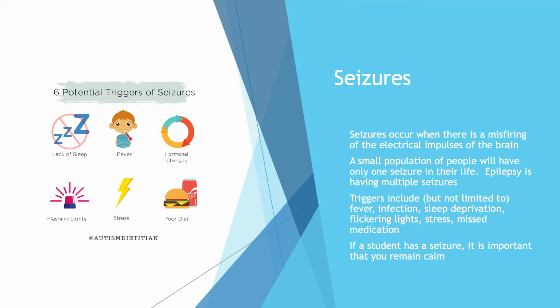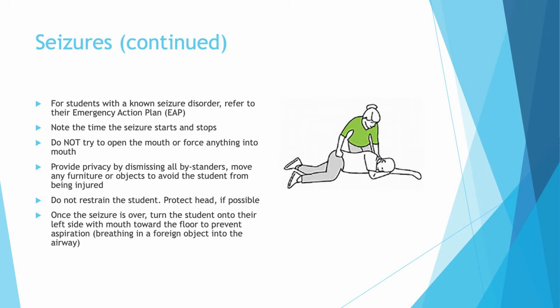Seizures occur when there is a misfiring of the electrical impulses of the brain. Some people will have a seizure once in their life, and others will have epilepsy, which causes multiple seizures. Seizures can be triggered for various reasons, including fever, illness, sleep deprivation, flickering lights, stress, and missed medications. Students who have a known seizure disorder will have an emergency action plan. Please be aware seizures are listed on the Quick Emergency Information Form.